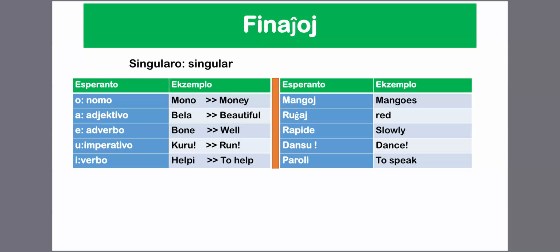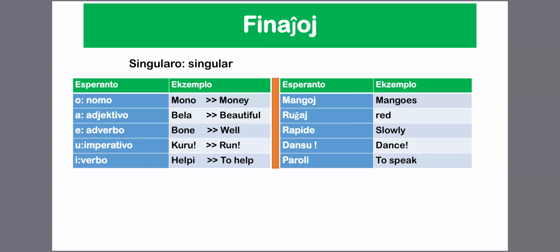So, mono, bella. Bella is an adjective. Bone, adverbo. Imperativo, kuru. Verbo, helpi. So there is also another way to put things in plural in Esperanto. You only put j. When you put a j at the end of the word, this gives you the meaning of plural.